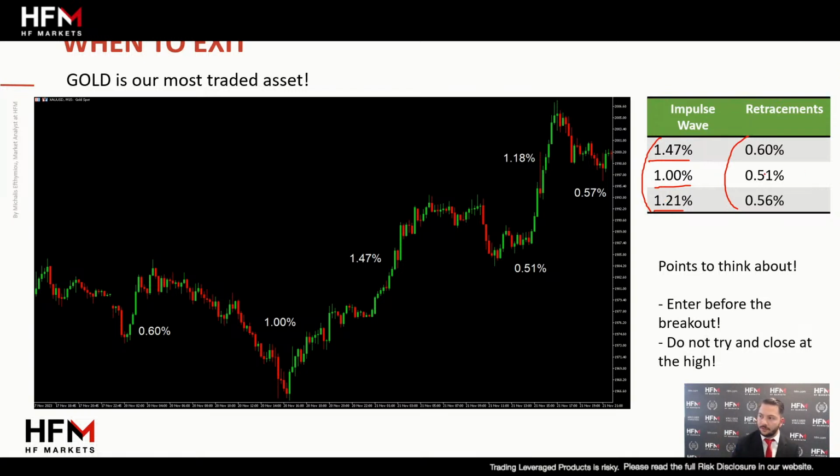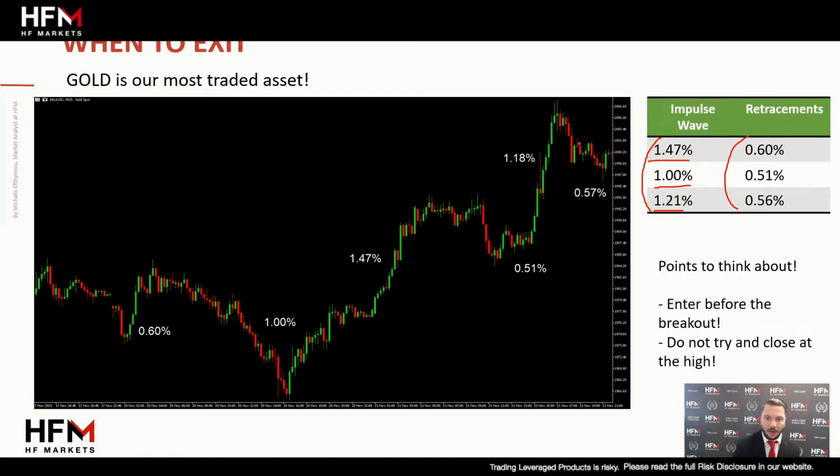And then you've got retracements. Look at the retracements. The retracements are all very, very similar. 0.60, 0.51, 0.52, 0.56. They're more or less the same. So we've got a good understanding. Okay, yes, there's an impulse wave. If it starts losing momentum at 0.56, which is the average, it's going to potentially lose momentum.